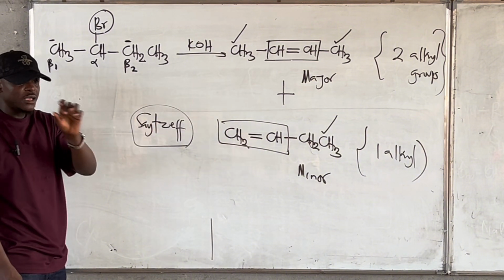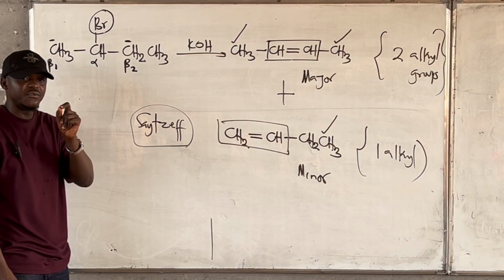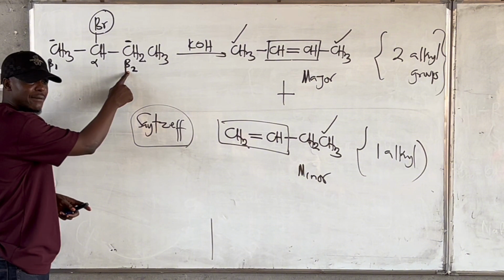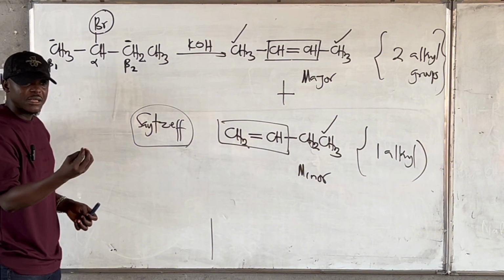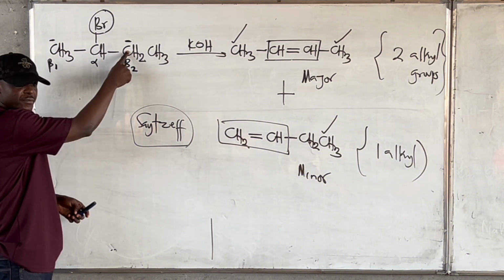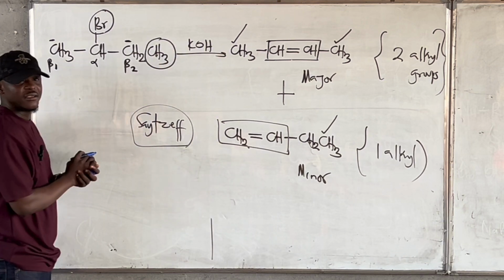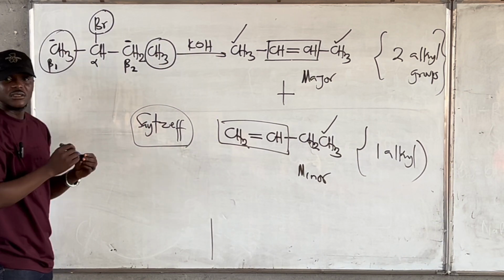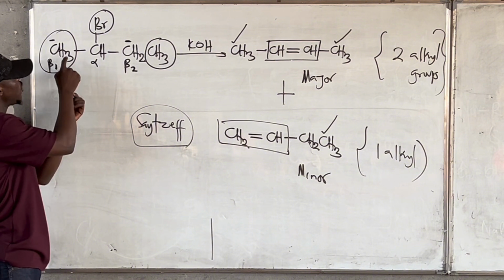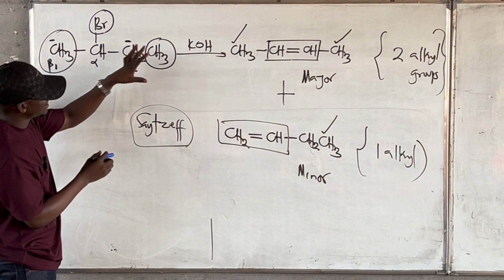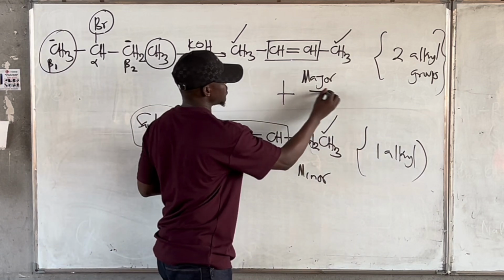So according to Saytzeff, without even giving the product, just looking at this reactant or substrate, I can tell the major. The major would be the alkene that will be formed when the hydrogen is pulled out from the beta carbon that has fewer what? Hydrogens, which is this one. So if I remove H from here, I'll still have this CH3 here. I'm still going to have the what? But if I remove the H from here, I'm no longer going to have this CH3 here, right? So according to Saytzeff, this is the major product.